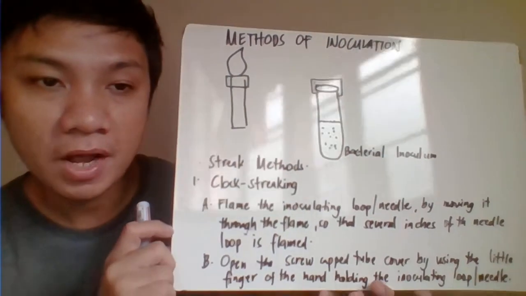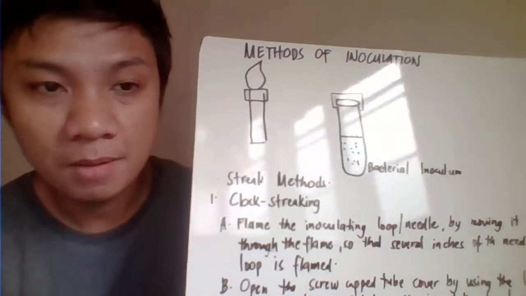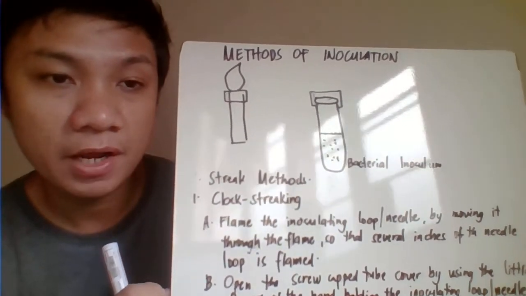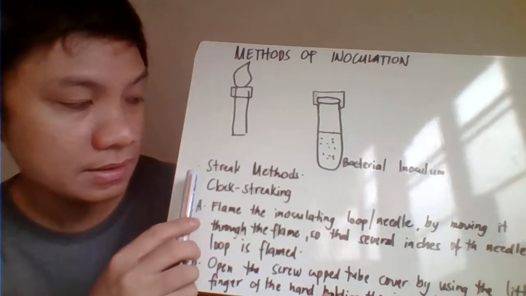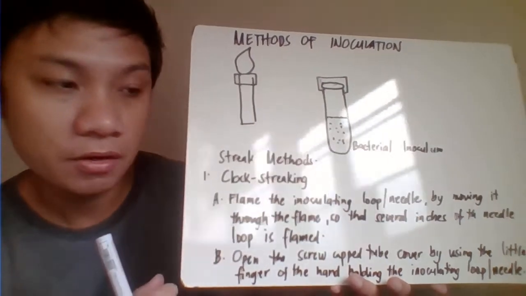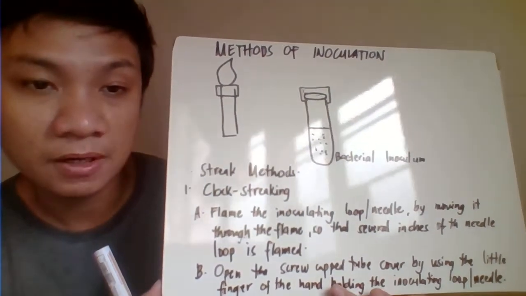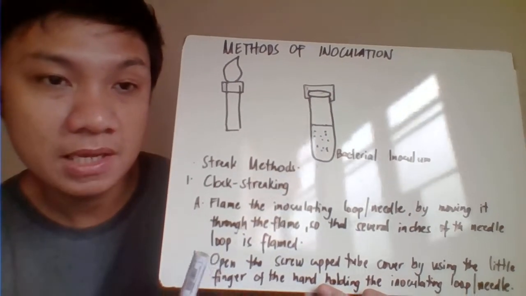Okay, so today we're going to take up all about the different methods for inoculating your organisms. The first one we have here is the streak method, with your clock streaking method. Okay, for the procedure, you'll be needing the following.